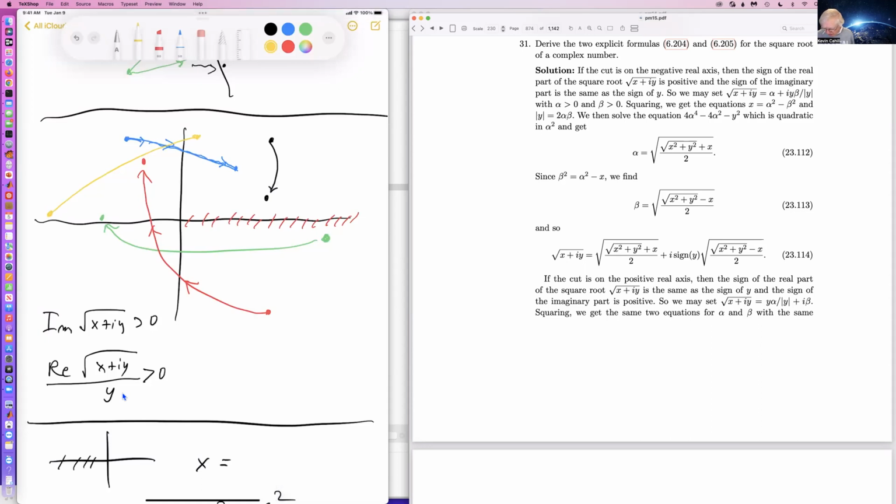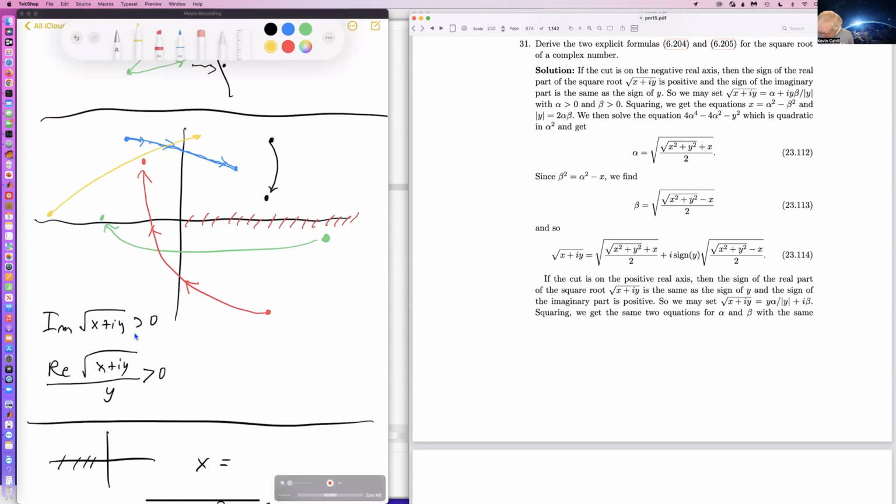So here the yellow, blue, and black points all had the imaginary part of y positive, and they all wind up in the right half plane. On the other hand, the ones that started out, the red and the green dots, start out in the lower half plane, and they wind up in the upper half plane. So the imaginary part of the square root is always positive, but they wind up in the left side. That is to say, the real part has the same sign as the imaginary part of z.